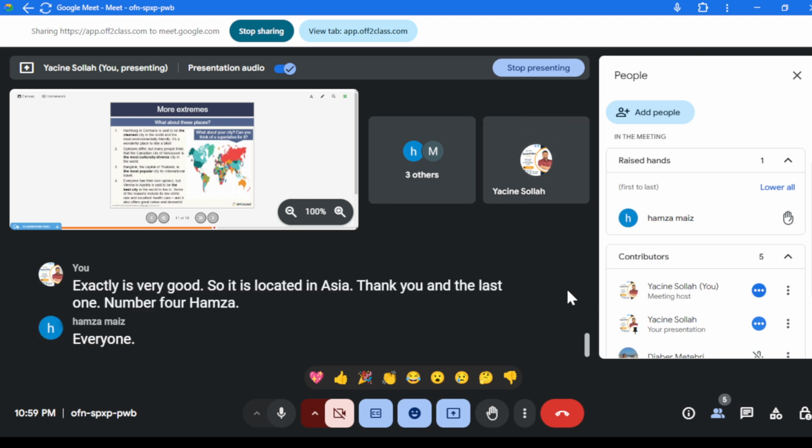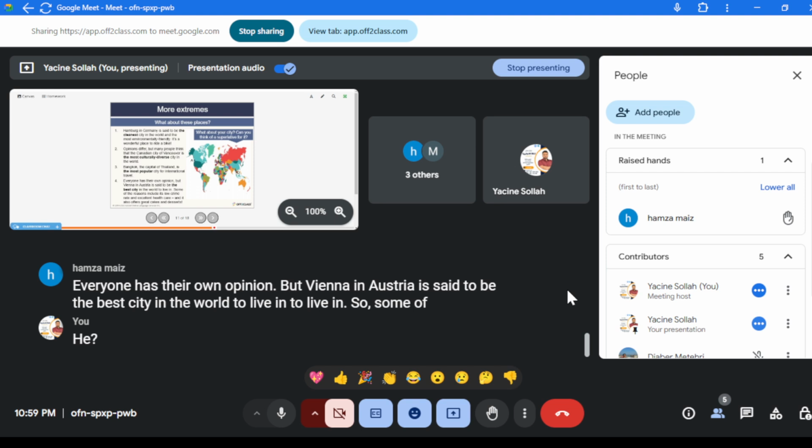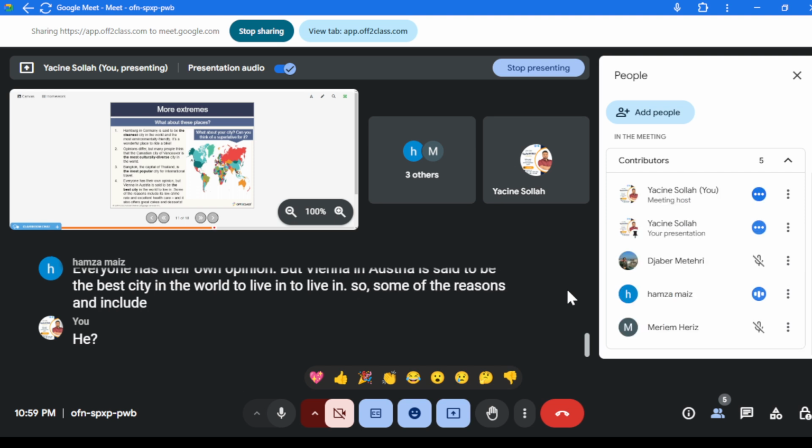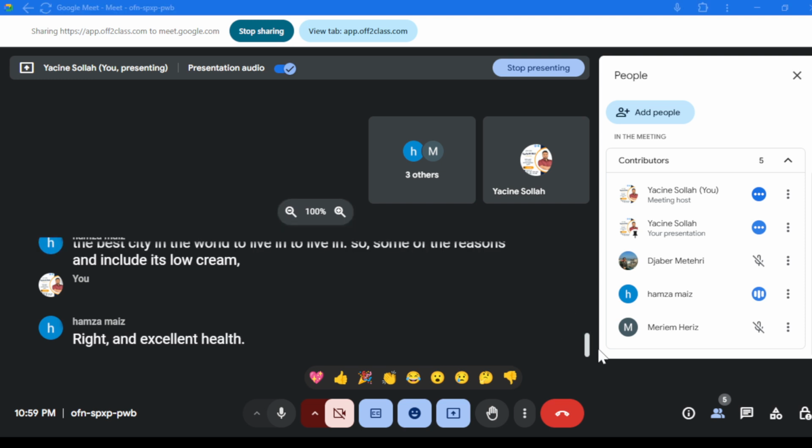Everyone has their own opinion, but Vienna in Austria is said to be the best city in the world to live in. Some of the reasons include its low crime rate and excellent health care, and it also offers great cakes and desserts. So here we are talking about B, exactly, yes, in Austria, in Vienna. Very good, well done everyone. We move on to the next slide.